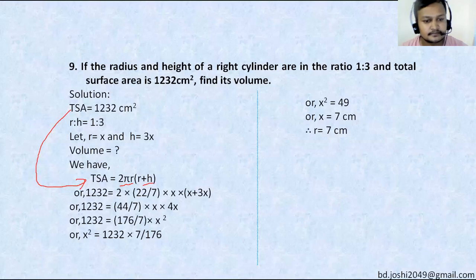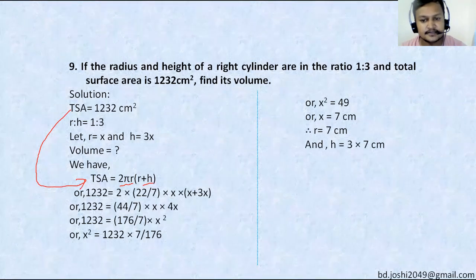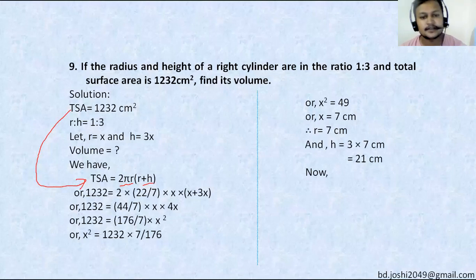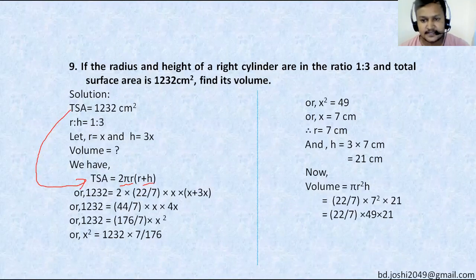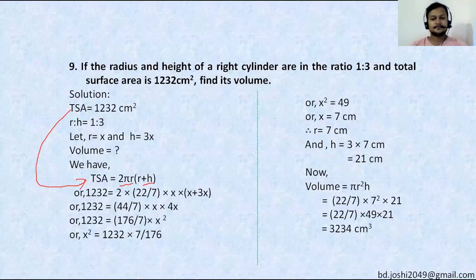And what will be the height? 3x. Height is equal to 3 into 7, which is 21 centimeter. Now use the formula to find out the volume. We know the formula for volume is pi r square h. Value of pi is 22 by 7. r square means 7 square, into h which is 21. So it is 22 by 7 into 49 into 21. And finally it becomes 3234 cubic centimeter.